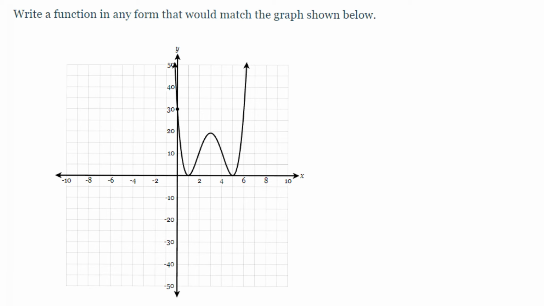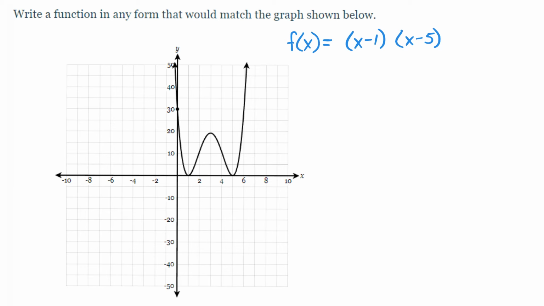All right, so we're going to end with a little fun one here. It's W-shaped. This is the sign of a quartic function, fourth power. So let's write our function. We have crossings at 1, which comes from x minus 1. We have another crossing at 5, which comes from x minus 5.